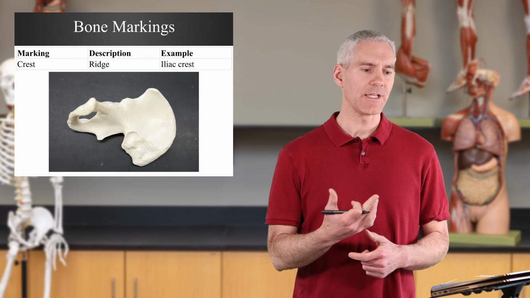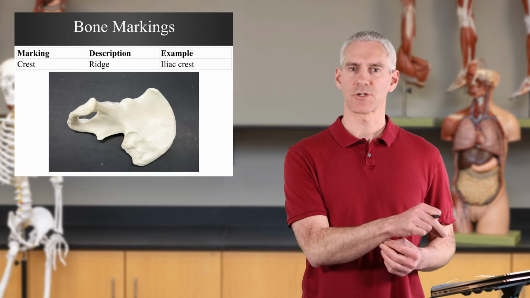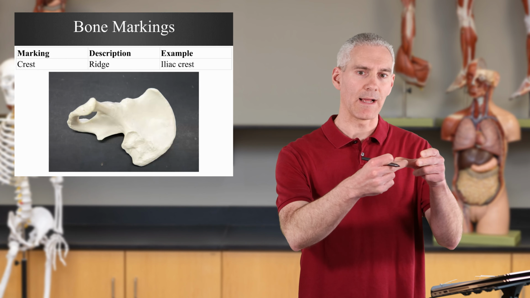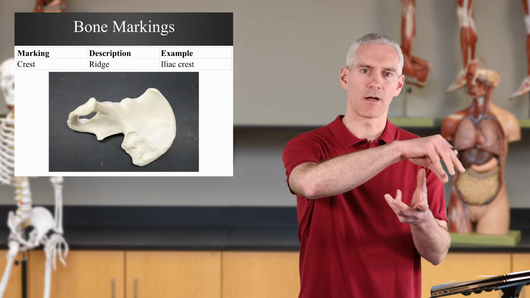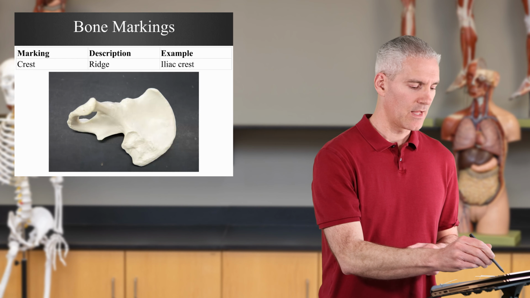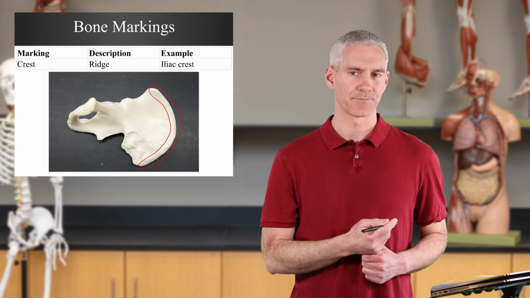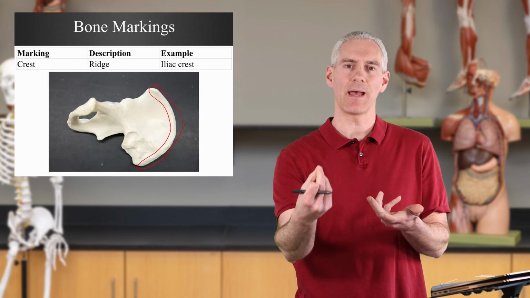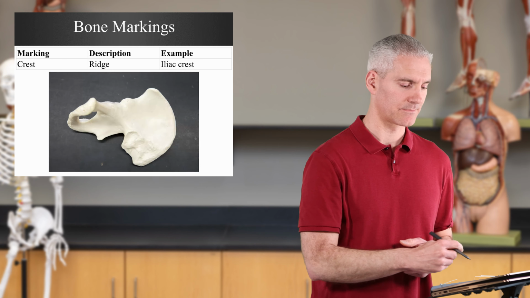Crest. A crest is going to be a ridge on a bone, but now the difference between a crest and a line: a line was a straight line like it sounds. A crest is not a straight line. It's going to be a ridge or an edge. This is going to be the iliac crest. It's the ridge on the top edge of this coxal bone, the iliac crest.